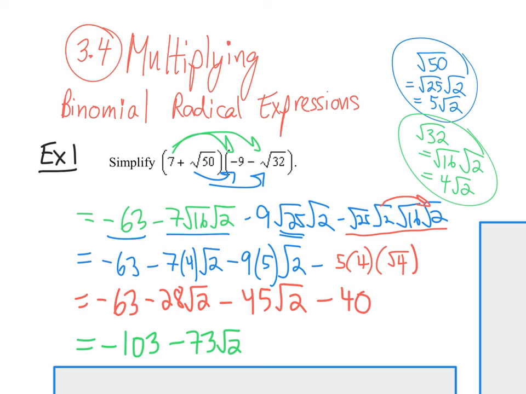And there you have it, multiplying binomial radical expressions. We started off with two binomials being multiplied that had radicals inside them, and we simplified to an answer of negative 103 minus 73 radical 2.